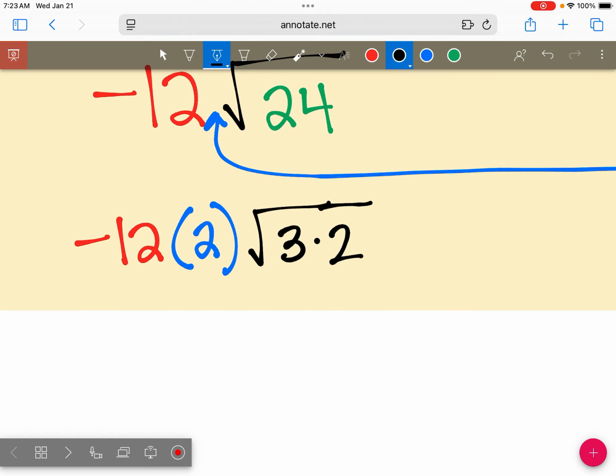So now from there, we just simplify it. Multiply the two numbers I have in the front and multiply the two numbers that are under the root.